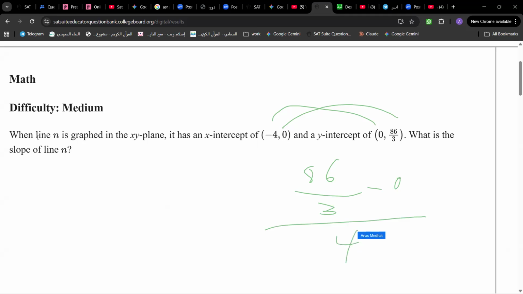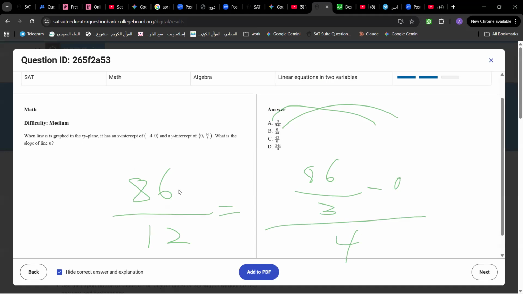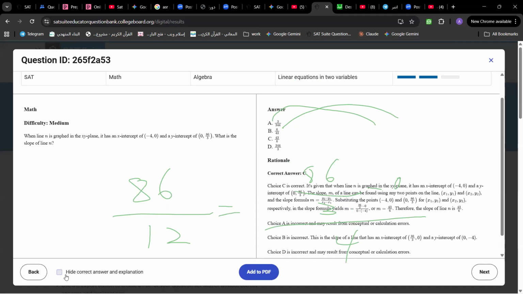86 over 3 will go down. It will be 86 over 3 times 4, which is 12. 86 over 12 is 43 over 6. It will be 43 over 6. The answer is C.